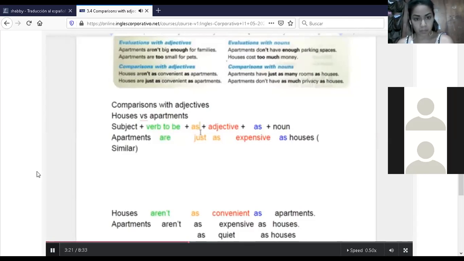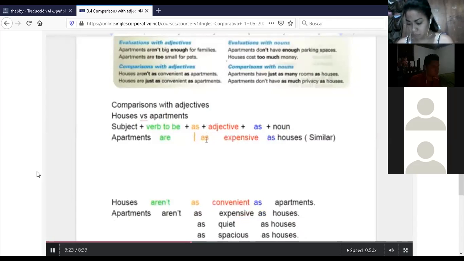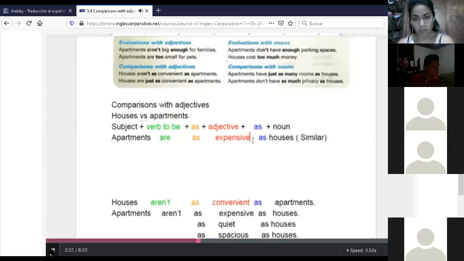You can simply say apartments are as expensive as houses. And you can use any adjective to compare the two. You can say apartments are as quiet as houses. Apartments are as spacious as houses. Apartments are as convenient, just like we see in the example there, right?